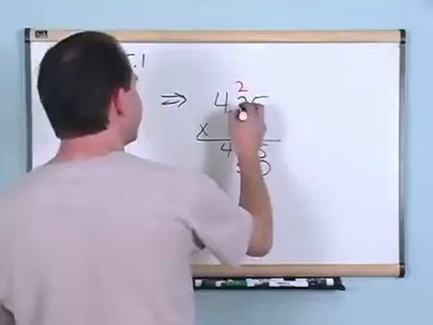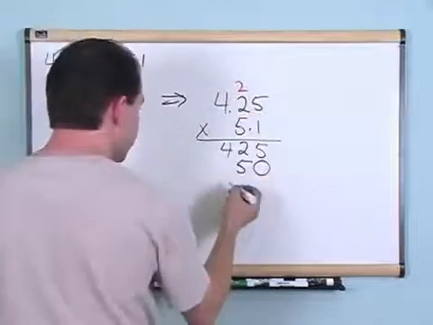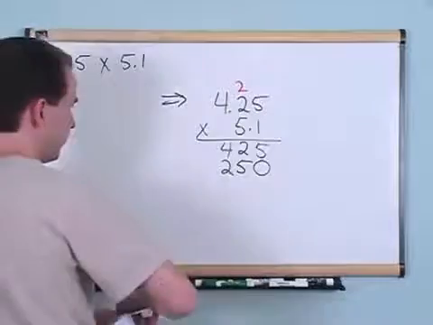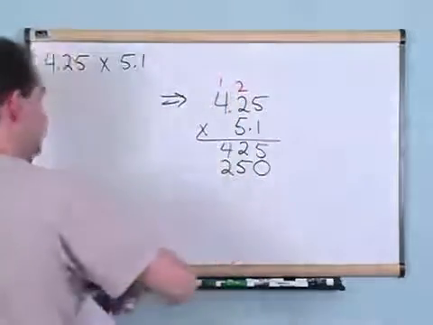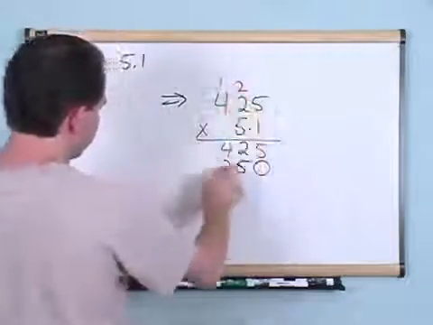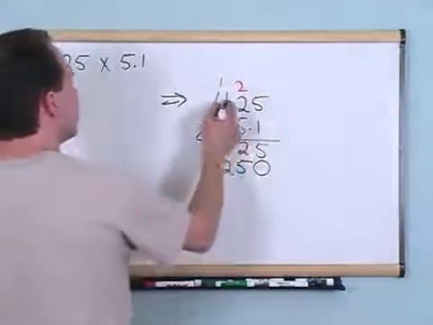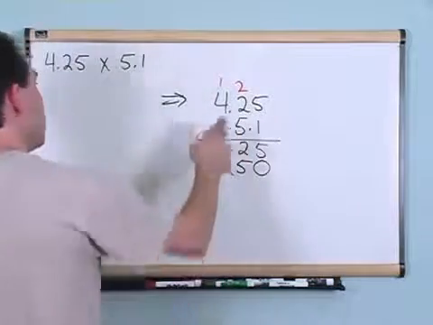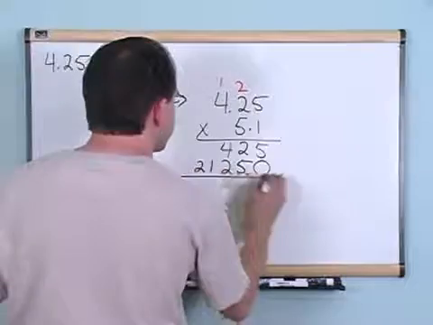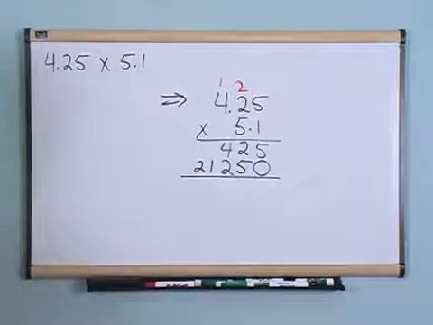Now, 5 times 2 is 10, but you're going to add 2 more, which is going to give you 12. So I put the 2 and I carry the 1. Now, 5 times 4 gives me 20, but I have to add my 1, so that's going to give me 21. So I do the multiplication exactly as if there's no decimals here anywhere.